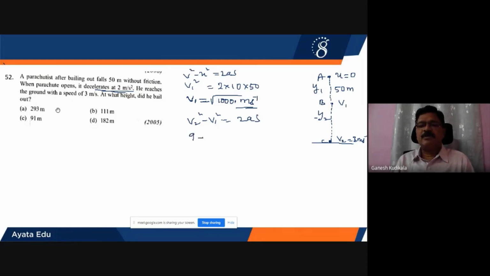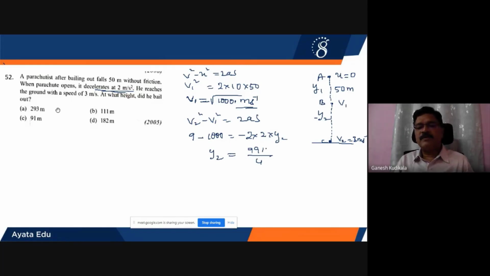Minus of v1 square will equal to how much now? 1000. Under root will become 1000. Since it is coming down with retardation, minus of 2 into retardation is 2 into y2. Y2 is a displacement. So this will be y2, minus minus will get cancelled after subtraction. So therefore, 991 divided by 4 I am going to get.